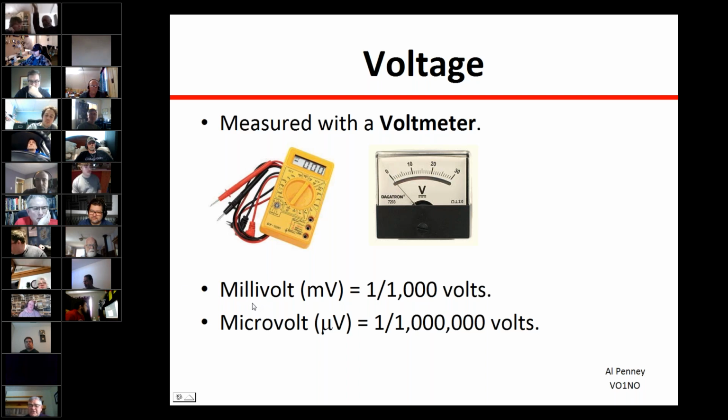Now, just like amperes, we've got millivolts, which are 1/1000th of a volt, and we've got microvolts, which are millionths of a volt. So 1/1,000,000th of a volt might not be much, but the signal coming into your antenna is probably going to be less than a microvolt. And modern receivers can easily receive signals down around 1/4 of a microvolt. So very, very weak signal. That's where you might encounter the use of microvolts.